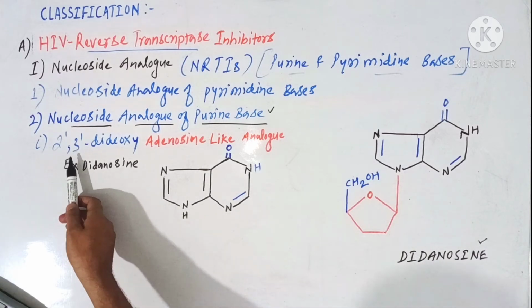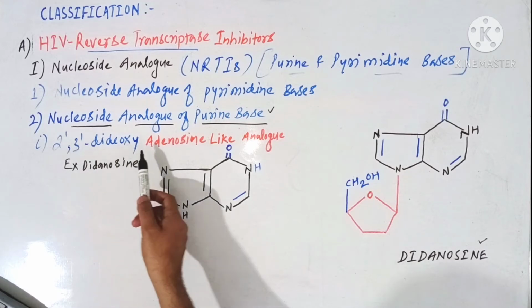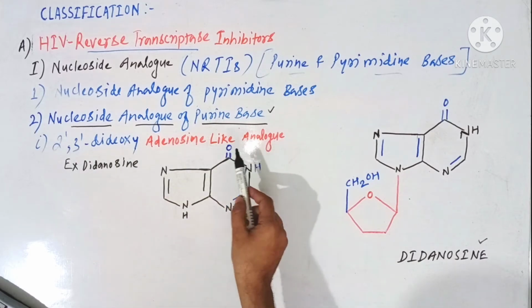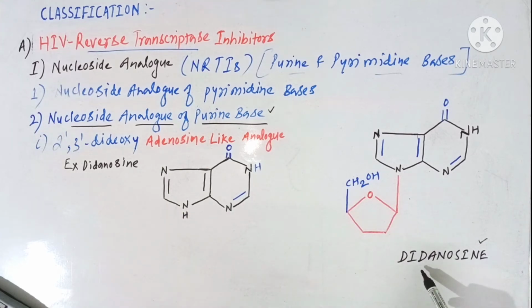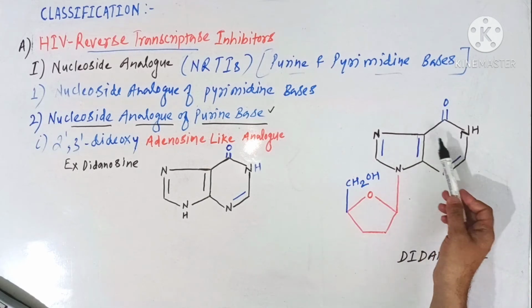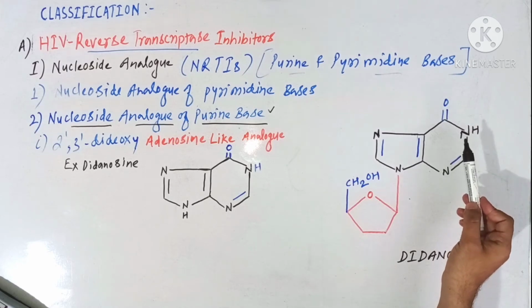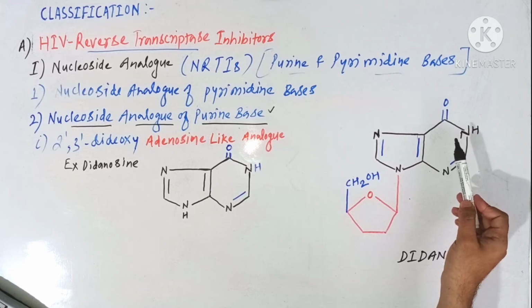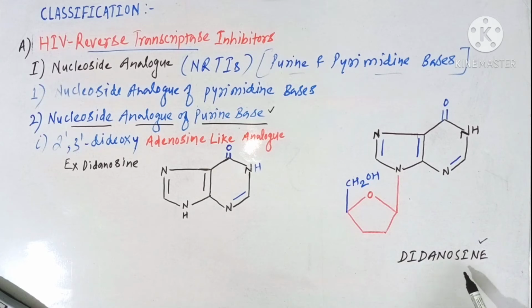So the first subclass of this category is 2' 3' dideoxyadenosine like analogs. The first example is didanosine. Here this is the structure of didanosine. You can see this is the purine base. This purine base is not similar to the adenosine which we have studied in our previous class of nucleoside analogs. So this is the structure of your didanosine.